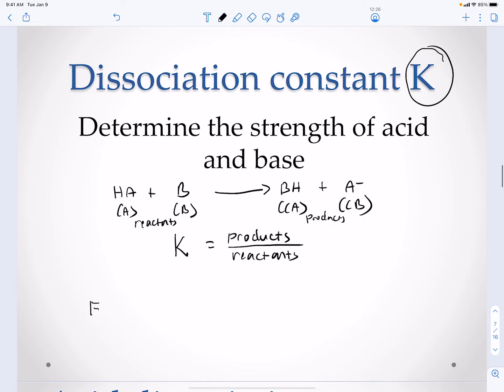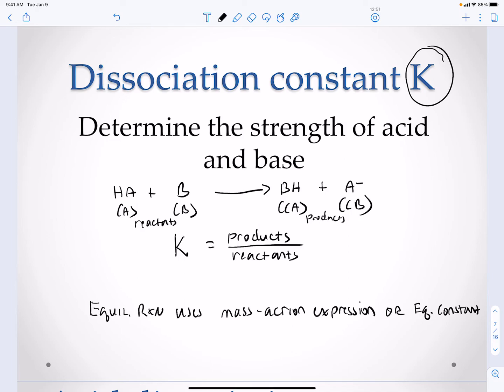And the equilibrium reaction uses what's called a mass action expression. This is also known as the equilibrium constant, or the reaction quotient. So all of these are interchangeable: mass action expression, equilibrium constant. And so these are going to be used as long as the balance between the species is going to be present during the reaction.